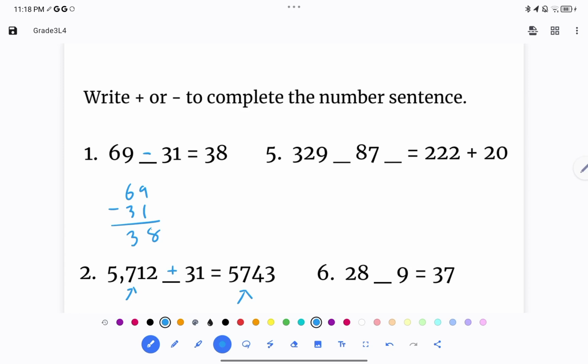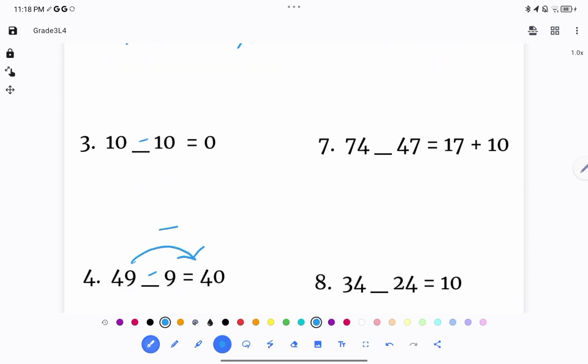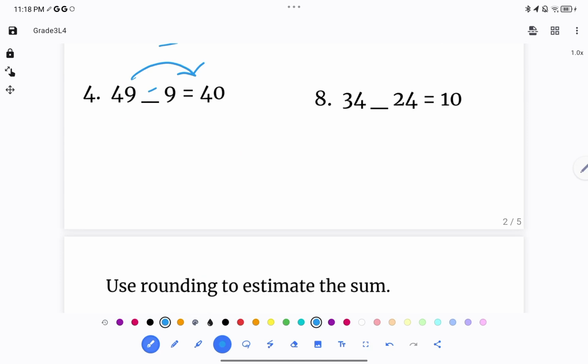And for our last one, we're going to see that 329 something 87 is going to be equal to 222 plus 20. 222 plus 20 is 242. So, I think this is an error, so we're going to ignore that little box there. 242 is less than 329, so we're going to put a minus there. I think this extra box right here is an error, so just ignore that and complete the rest, 6 through 8, on your own.